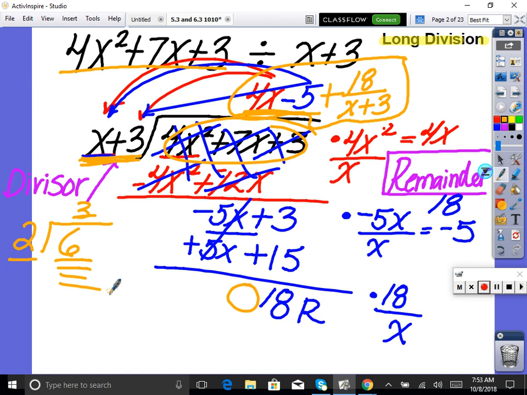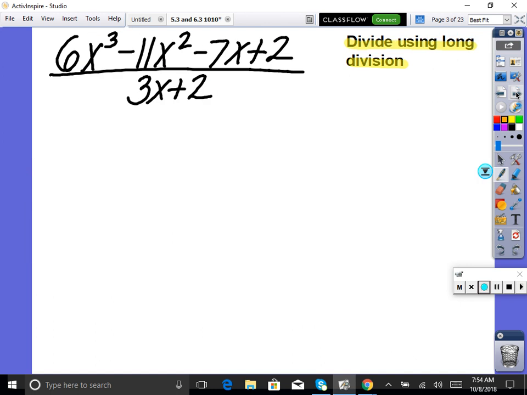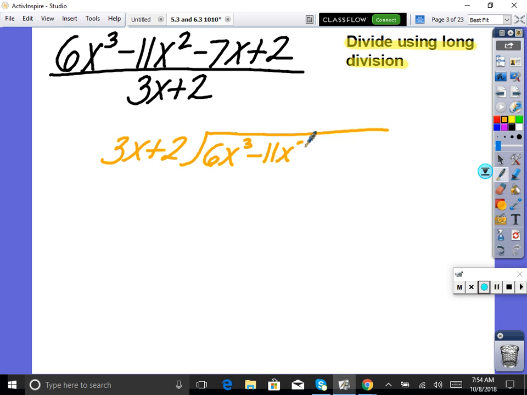So my question for you is, is negative 3 a solution to this? No, or else the remainder would have been 0. Just making sure we understand what we're actually doing here. Okay, cool. Hey, let's do another one with long division. It's always those same steps every single time. So you say, okay, looking at this, my divisor is 3x plus 2. That's what goes on the outside of my little house. Then I have 6x cubed minus 11x squared minus 7x plus 2. Now, the nice thing is, guys, long division always works. You can use it for any dividing that you are given, no matter what.